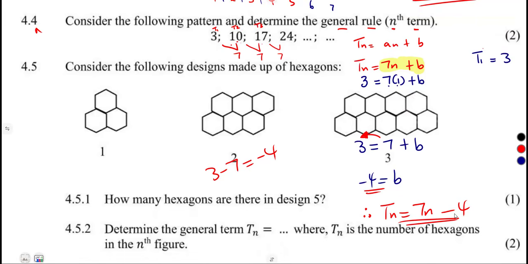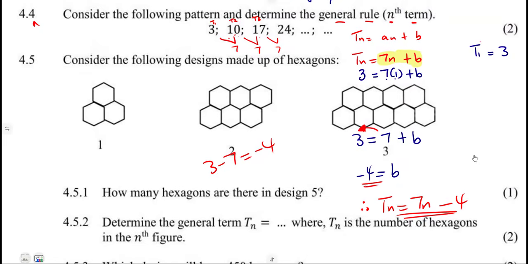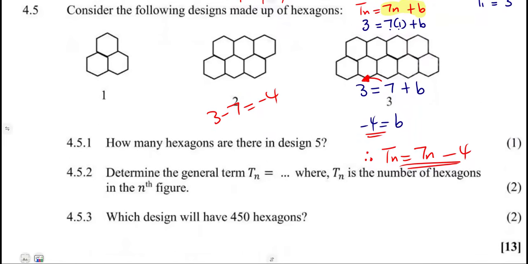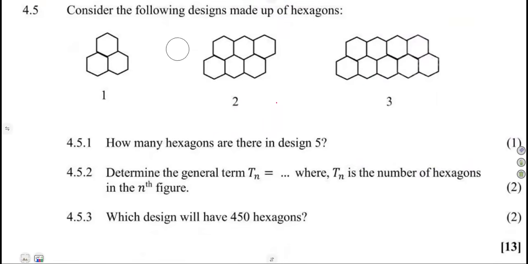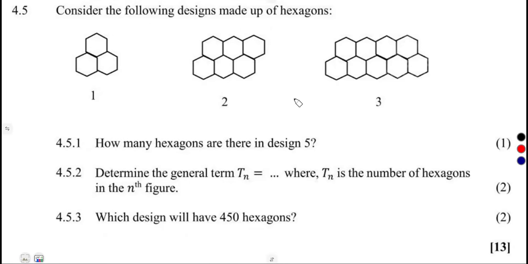7n minus what? Minus 4. In case of having our general rule. All right, so that was it on 4.4. 4.5, you are asked to consider the following designs, all right, made of what? Hexagons. They are made of hexagons.